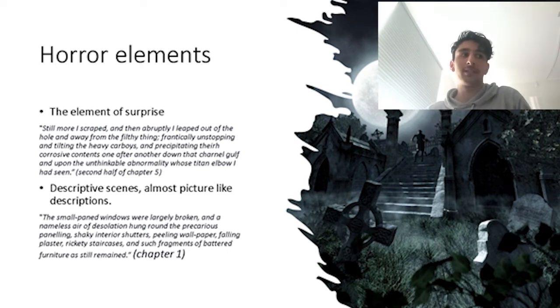Another example of a horror element is a clear and lengthy description of everything, no matter how small it is. That is shown at the start of the novel. "The small painted windows were largely broken, and a nameless air of desolation hung around the precarious paneling, shaking interior shutters, peeling wallpaper, falling plaster, rickety staircases, and such fragments of battered furniture as still remained." The narrator describes the interior of the Shunned House as very pictorial and expressive, with many descriptive verbs. We know exactly what's at the scene, which is another important horror element, because we want to get consumed. We want to put ourselves in the position of the protagonist.